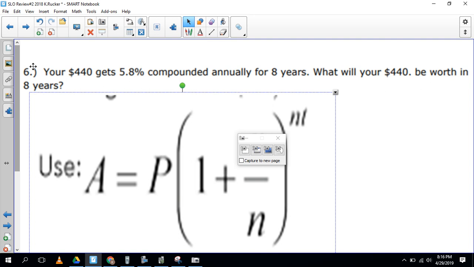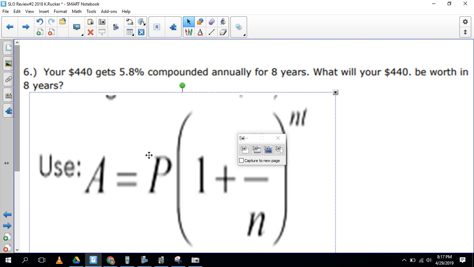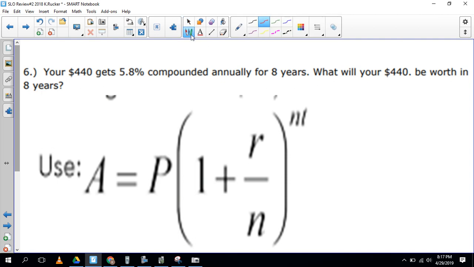So let's start over. It says your $440 gets 5.8% compounded. Okay, so we're going to start all the way over. So your $440 gets 5.8% compounded annually for 8 years. What will your $440 be worth in 8 years? Okay, so let's first go through. P is what we started with. So we started with $440.